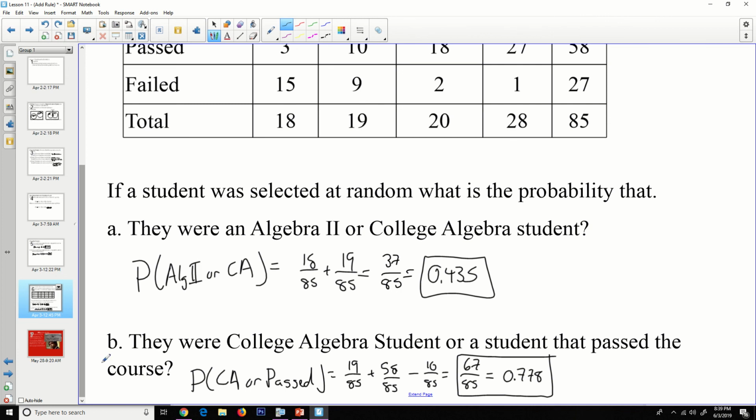All right. There are some examples on the addition rule and mutually exclusive or disjoint events.